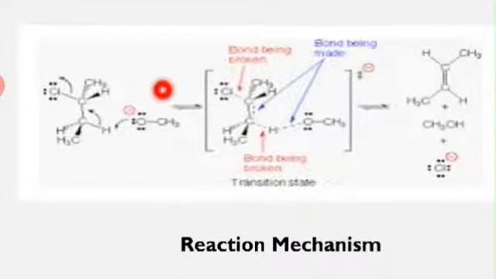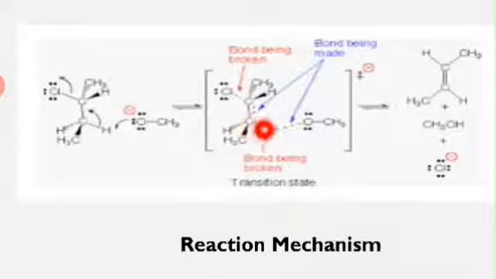Reaction mechanism. In the reaction mechanism, the hydroxide ion, which is also called the nucleophile, pulls the hydrogen atom which is attached to the carbon atom next to the carbon where the halogen atom is attached. When this hydrogen atom is attacked by the nucleophile, simultaneously there is a departure of the halogen atom from this carbon atom, and the electron pair is left behind. This electron pair is then pushed towards this carbon atom, that is the alpha carbon atom, and there is a formation of the pi bond between the carbon atoms.